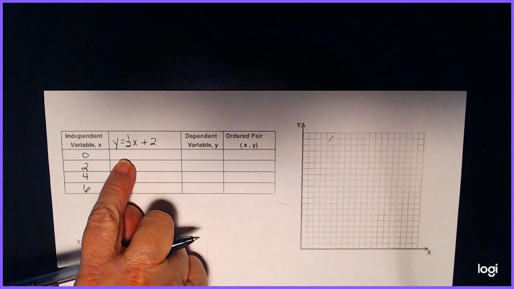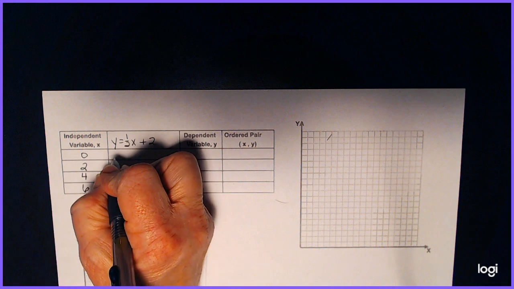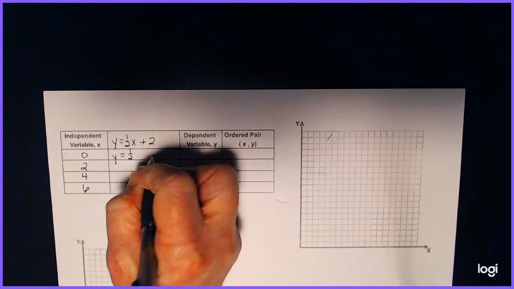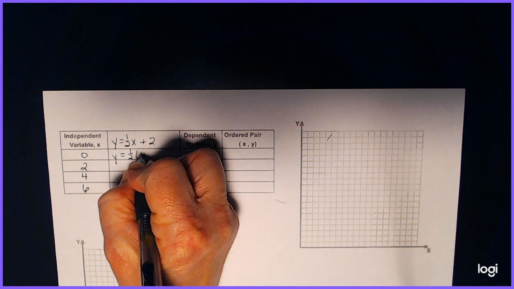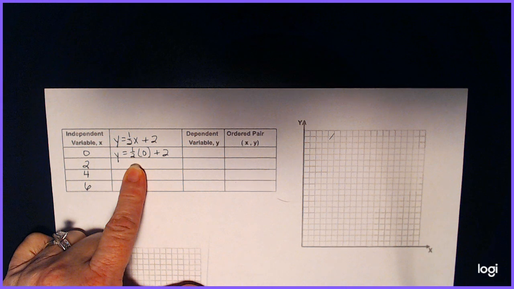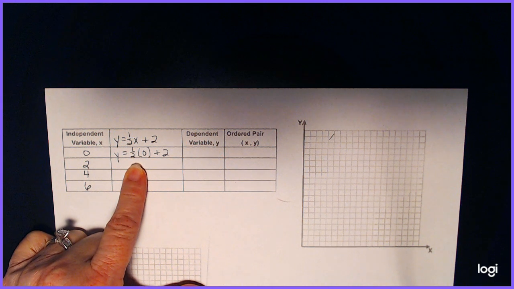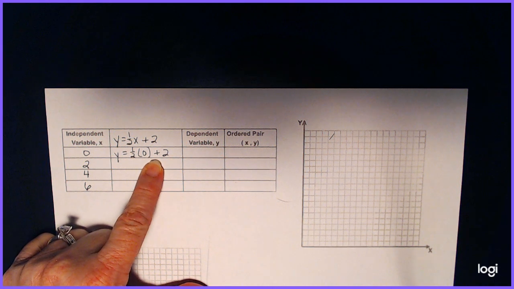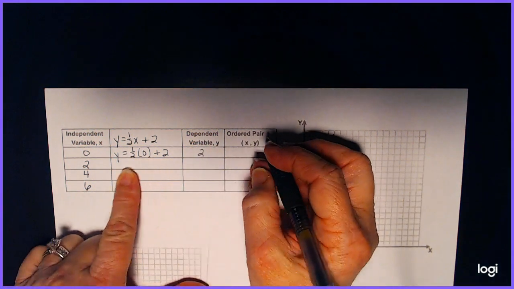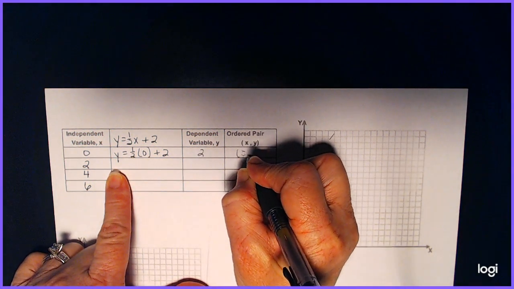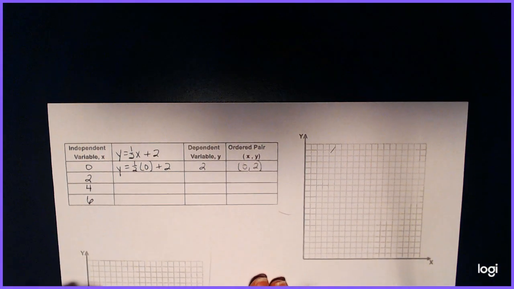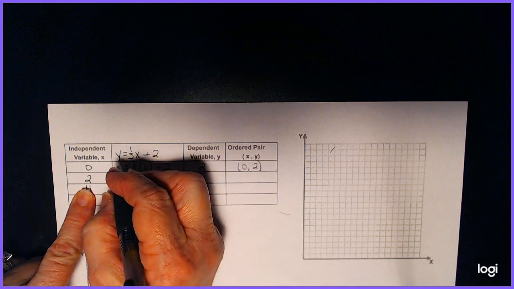Okay, so let's go ahead and write our equation. Y equals 1/2. And instead of the x, we're going to put in a 0 plus 2. Okay, well, what is half of 0? Half of 0 is 0. 0 plus 2 is 2. So my ordered pair is 0, 2. Some of you are starting to get the hang of it a little bit and are starting to work ahead, which is fine. Let's put in 2 here.